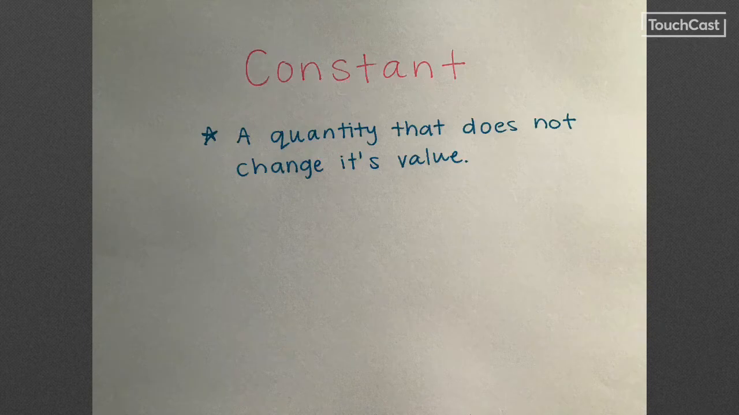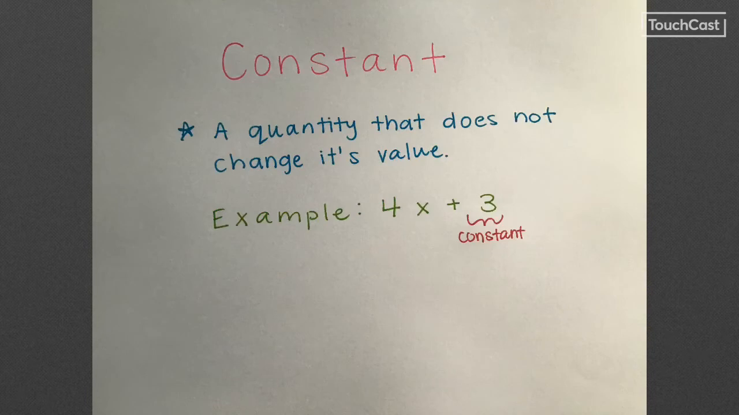Next, let's talk about a constant. A constant is a quantity that does not change its value. So that means it's going to be a number that is not multiplied by a variable. In our example problem 4x plus 3, the 3 is the constant because it is not being multiplied by a variable.